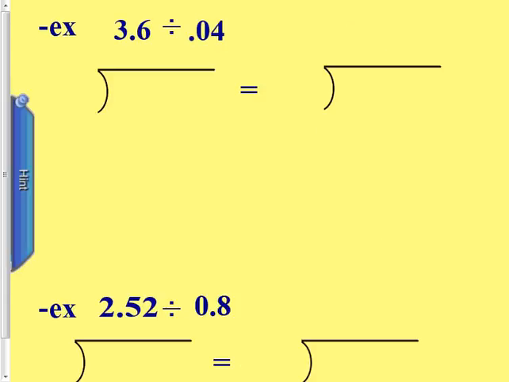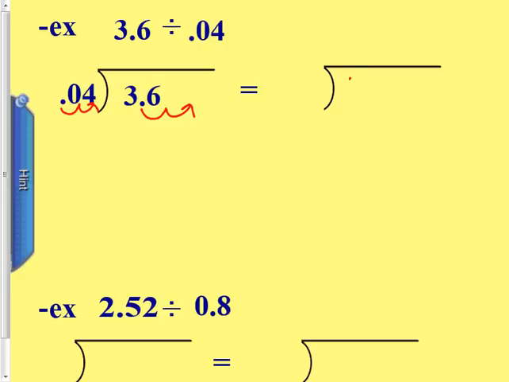Here's another example. 3 and 6 tenths divided by 4 hundredths. This time, my divisor is not a whole number, so I need to make it 1. I need to make it 1 by moving the decimal 2 places to the right. And so I need to move my other decimal, the one in the dividend, also 2 places to the right. Remember, whatever I do to the divisor, I'm going to also do to the dividend. That's very important. So then I rewrite my problem, which is also very important.